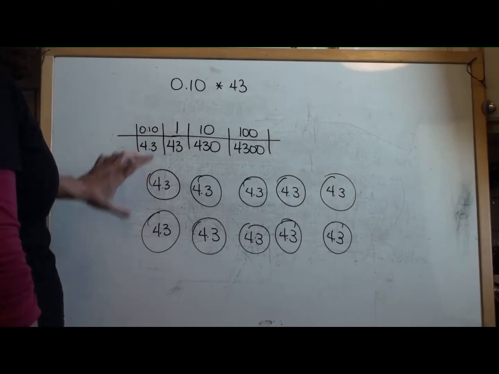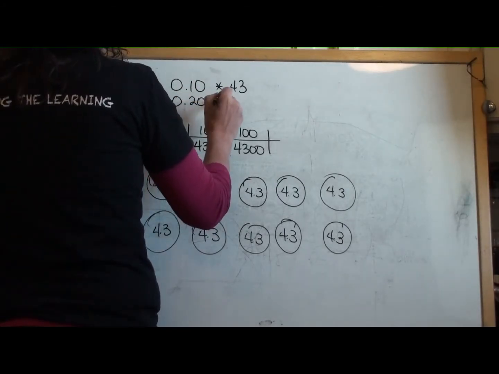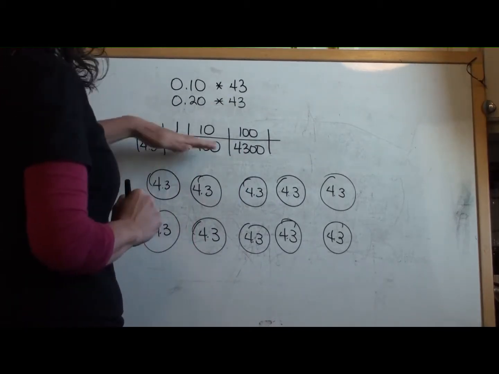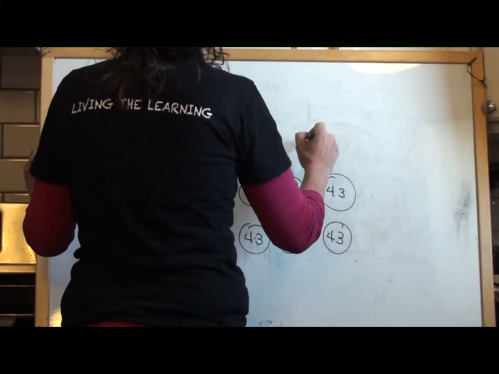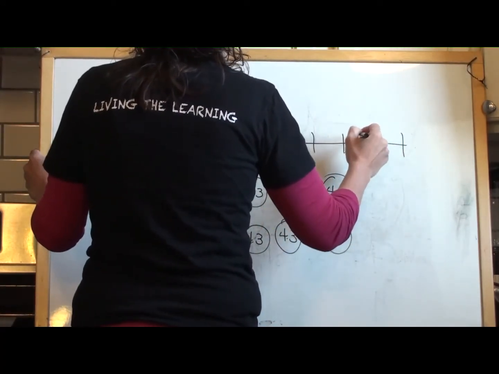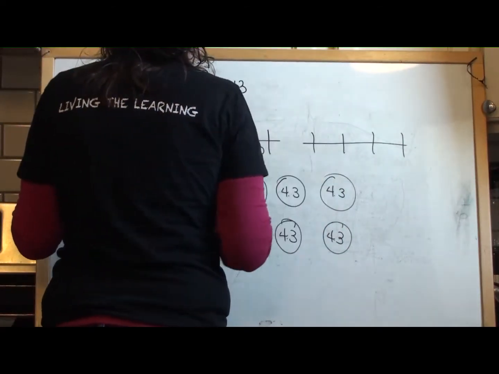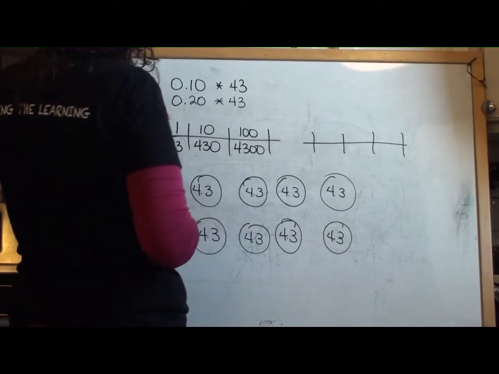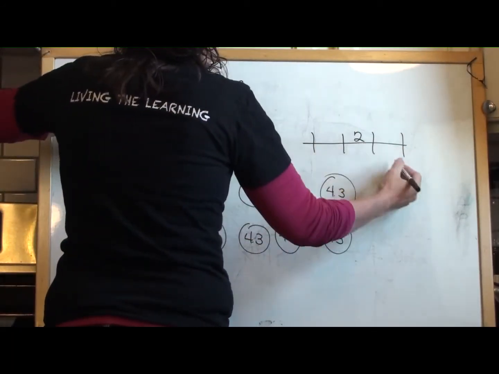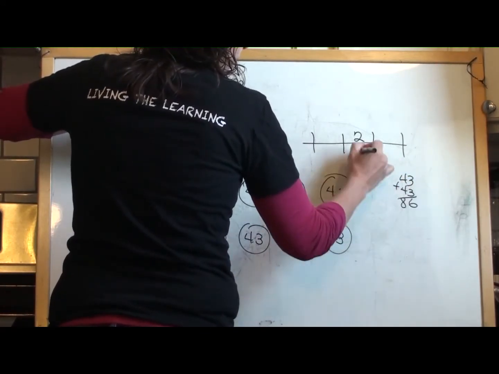I'm going to leave this up because the next equation is 20 hundredths, or 2/10, times 43. So I could do the same thing with the ratio table. I'm going to put 1 here, and I'm going to leave space. So I'm going to go straight to 2. I'm going to take my 1 from over here and put a 2. So 43 plus 43 is 86.